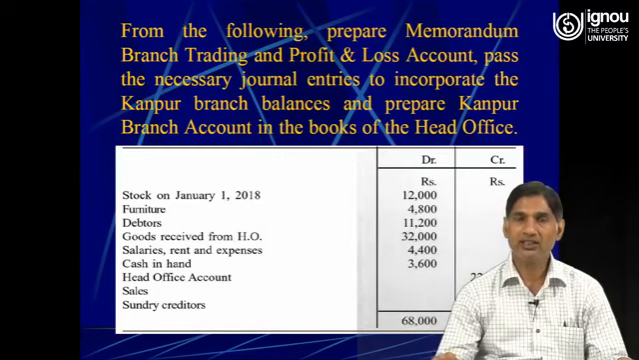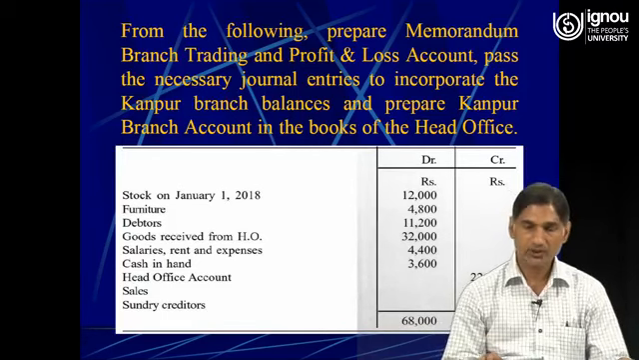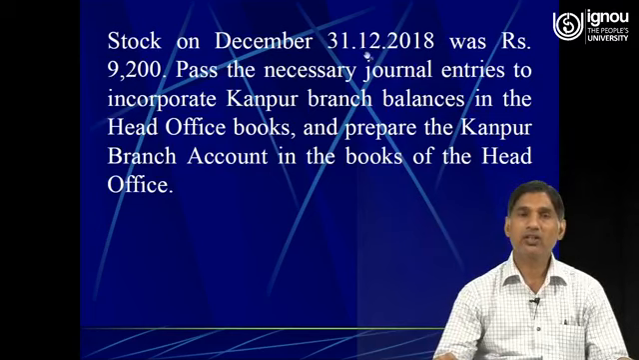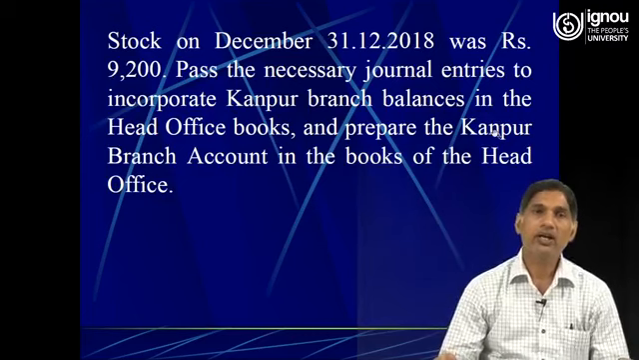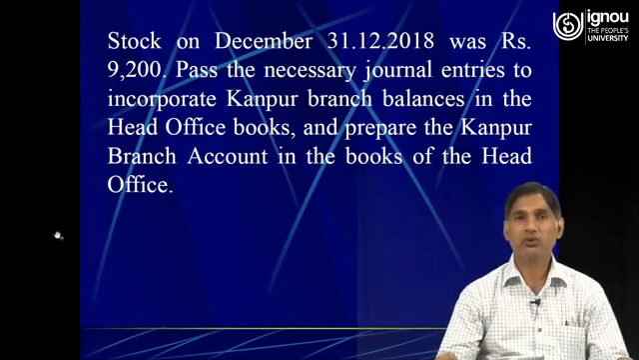The amount of sales is 45,600. Sundry creditors, that is the liabilities, are 400. The total of the debit side of the trial balance is 68,000, and the total of the credit side is 68,000. Stock on 31st December 2018 was rupees 9,200, which is the amount of closing stock. So pass the necessary journal entries to incorporate the Kanpur branch balance in the head office books and prepare the Kanpur branch account in the books of the head office.